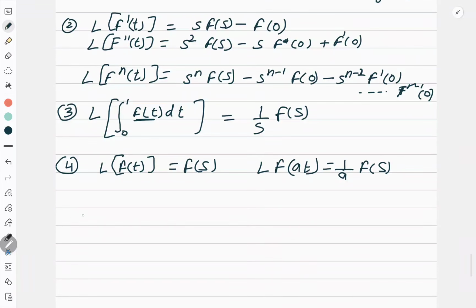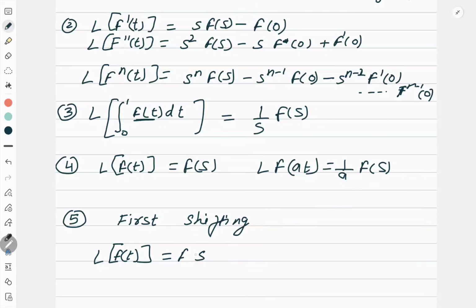Now come to the main property, which is the first shifting property. What is this first shifting property? It is very useful for doing the questions. Suppose the Laplace transform of f(t) is equal to F(s), then the Laplace transform of e to the power at f(t), meaning my function is attached with some exponential, is equal to F(s minus a). Meaning I will first find the Laplace transform of this function, and then wherever s is coming, I will write s minus a.